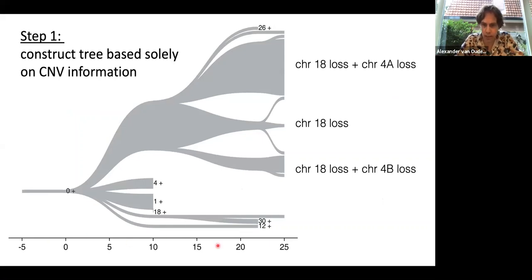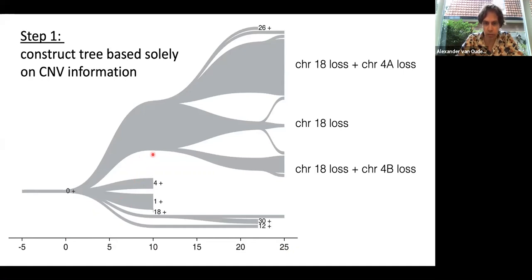Here on the x-axis is time again, in weeks. So 25 weeks is the end of the experiment. 0 is when we started the experiment. So this is where the lentiviral barcodes were introduced. And then I'm not showing all the raw data, but I'm just showing the reconstructed copy number tree from this.